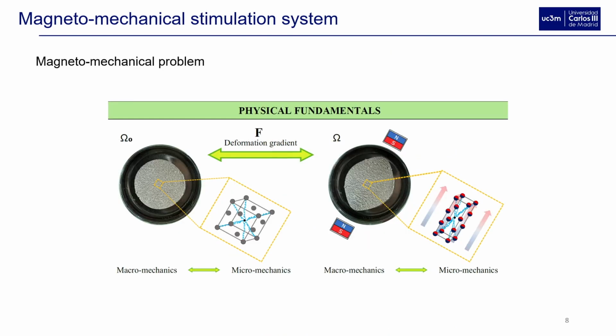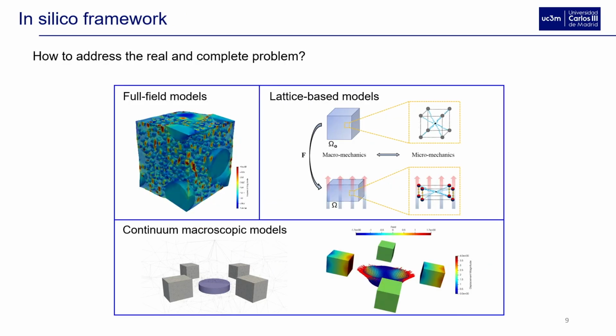So some physical fundamentals: the deformation gradient is produced obviously by the generation of a magnetic field, and the magnetic particles align in the same direction as the magnetic field, creating a chain-like structure, so the material deforms. And we developed an in silico framework that gives you the position of the magnets in order to recreate your desired strain pattern.